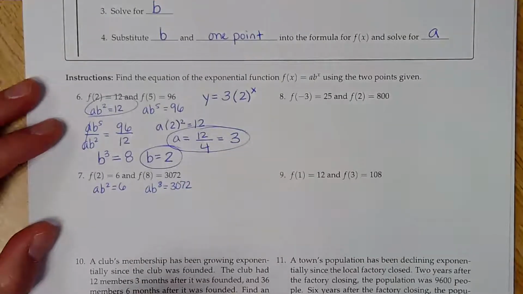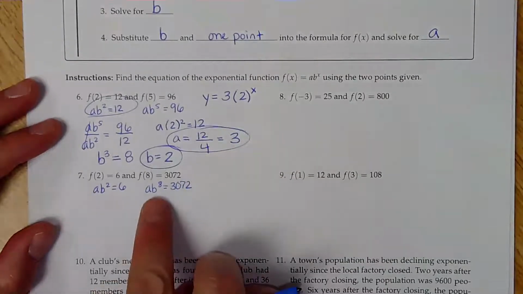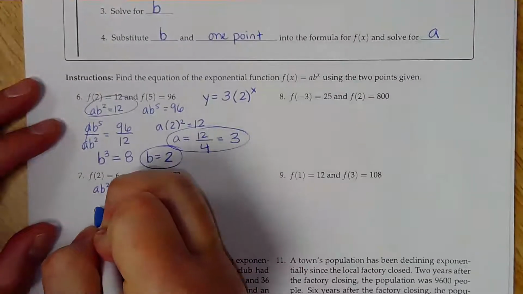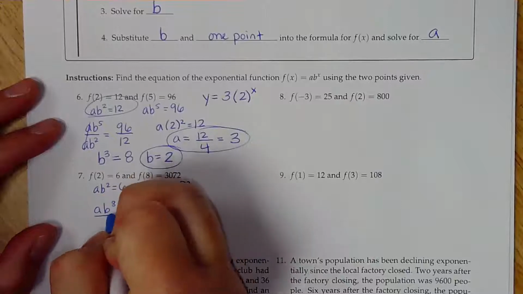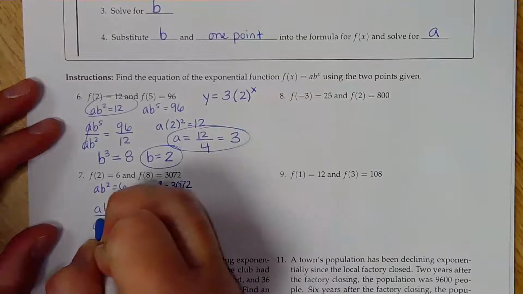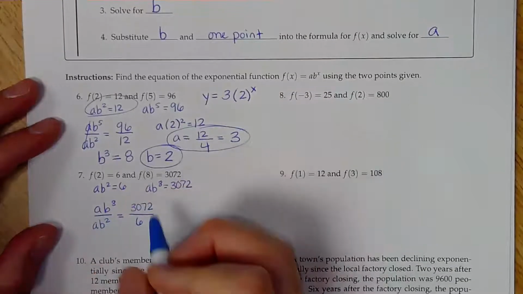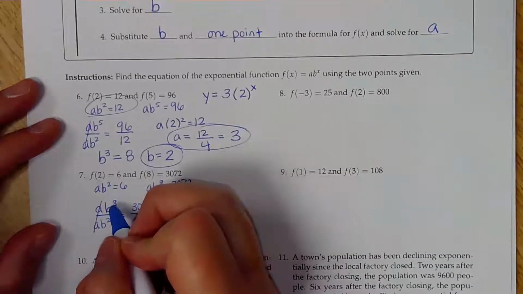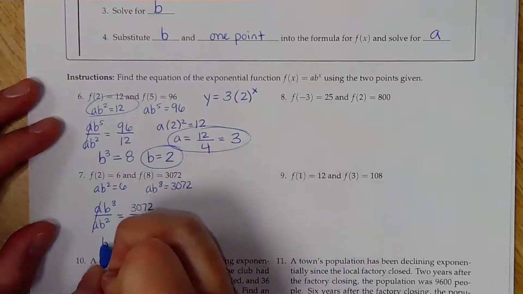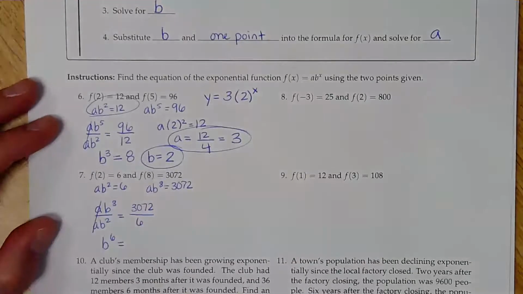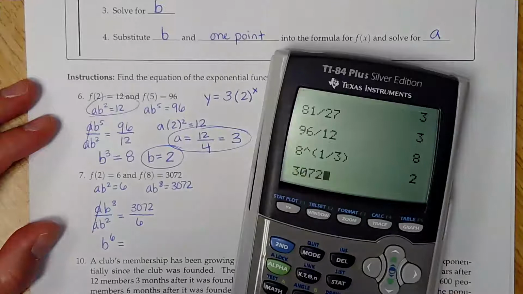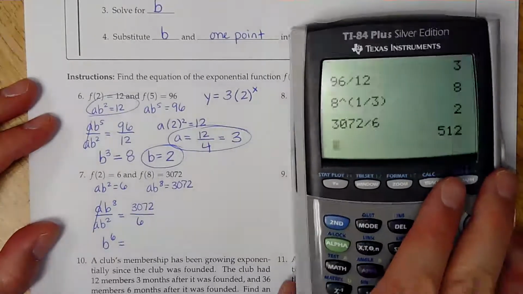And again, my preference is to put the b with the bigger exponent up in the numerator, or up in the top part of my fraction or my ratio. So if ab to the 8th is 3072, and that's over ab squared, which is 6, those a's cancel. 8 minus 2 gives me b to the 6th. And then I need 3072 divided by 6, which gives me 512.